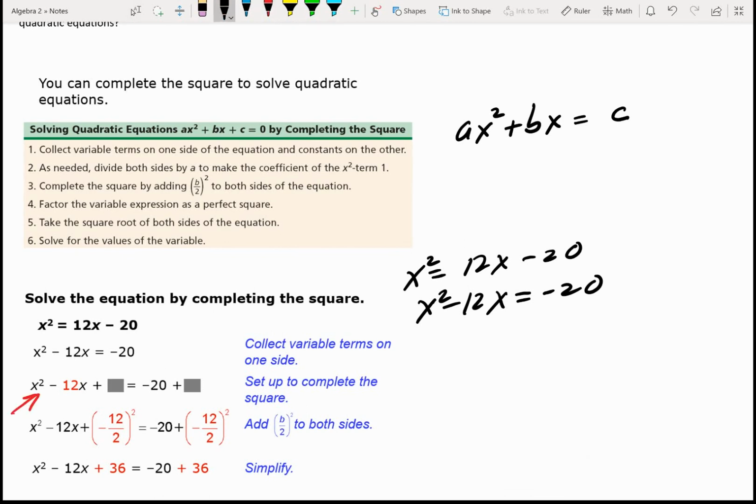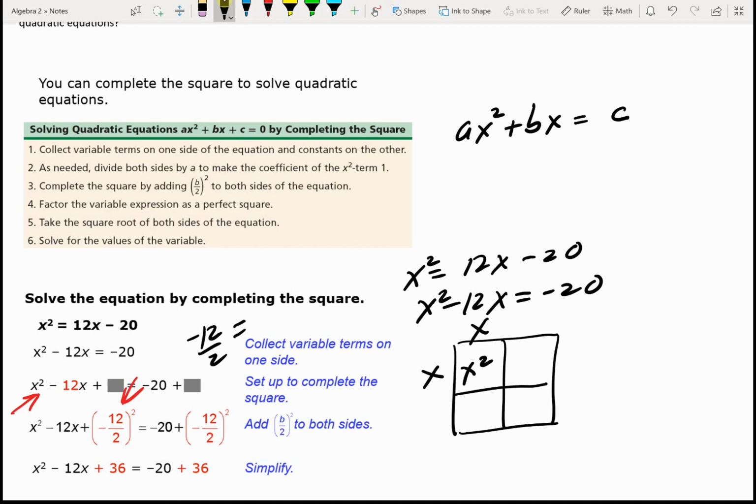So again, I like to do this visually, because it always helps students to see completing the square. I need to take that x term, x and x is x squared, and then we take that negative 12 and divide it by 2 like they did there. So negative 12 divided by 2 is negative 6. So here's my negative 6 and negative 6, and x times negative 6 is negative 6x. Negative 6 times x is negative 6x. But when we complete the square, negative 6 times negative 6 will give me a 36.